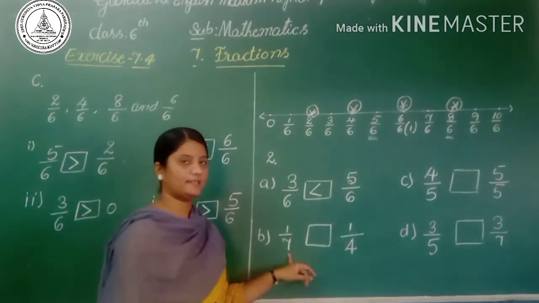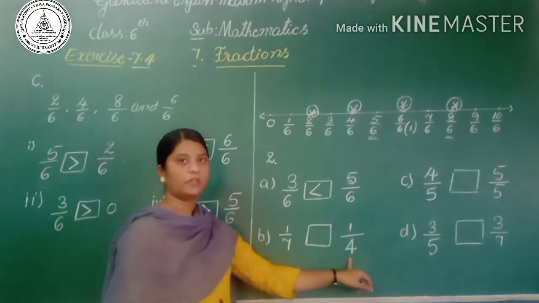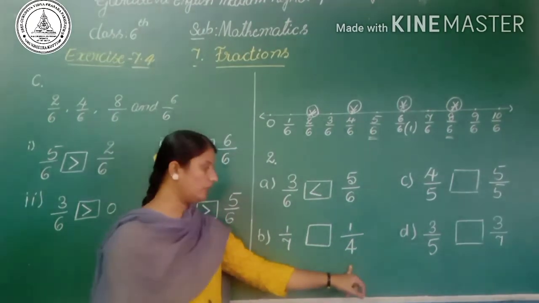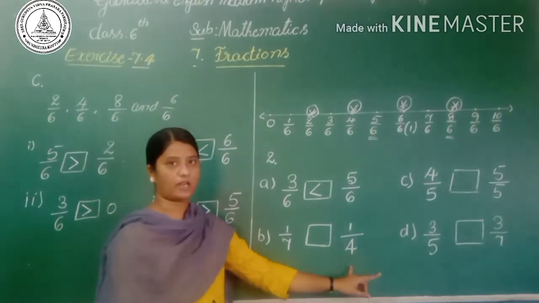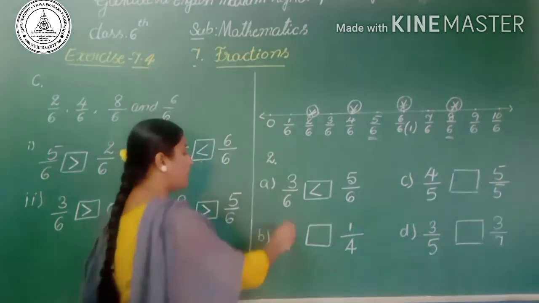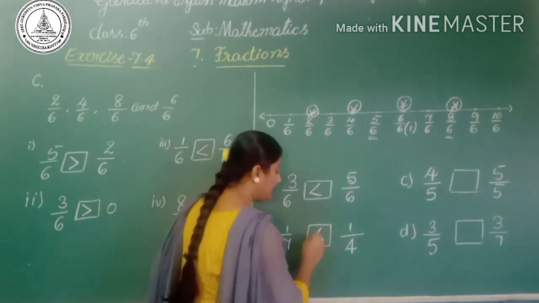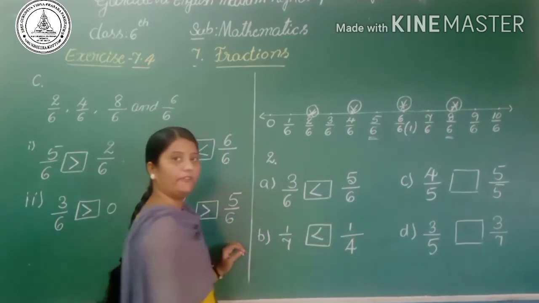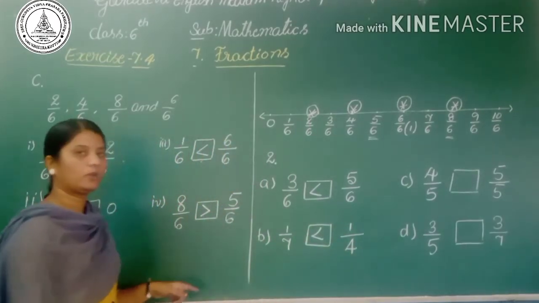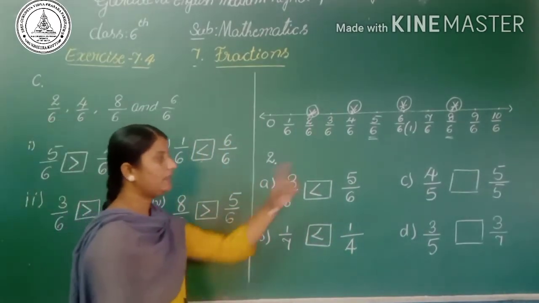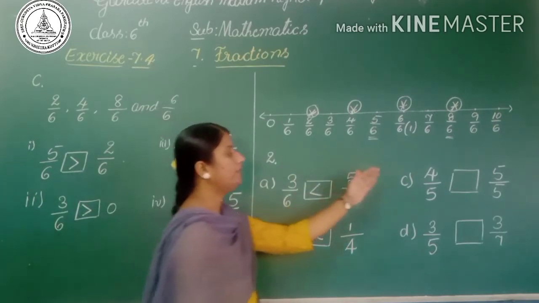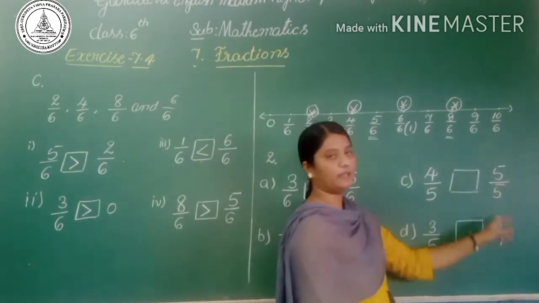So in the denominator there is a 7, here 4. So it is the lesser value. So it is the greater fraction. Okay. Now write here, 1 by 7 is less than 1 by 4. Okay. Yes. Similarly, the third question, 4 by 5 and 5 by 5.